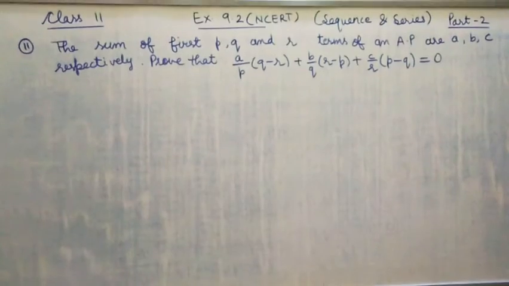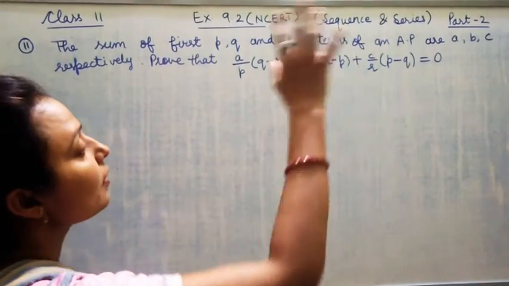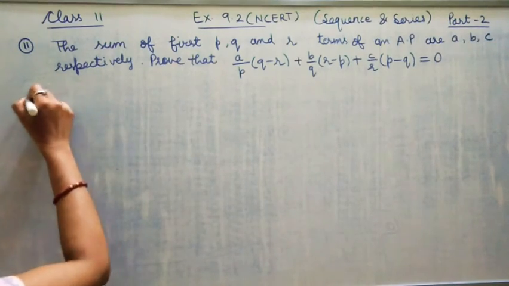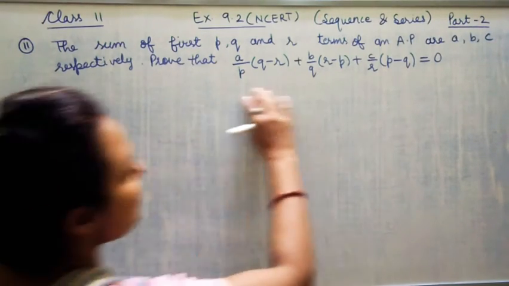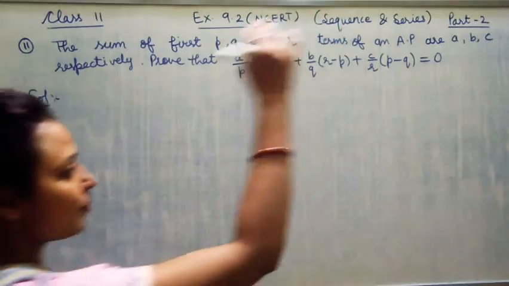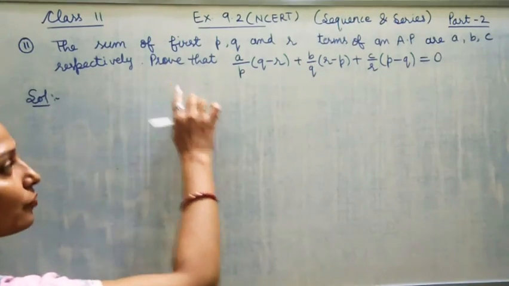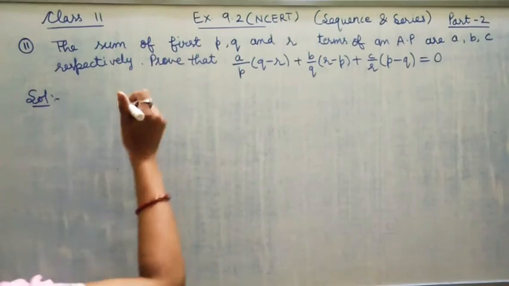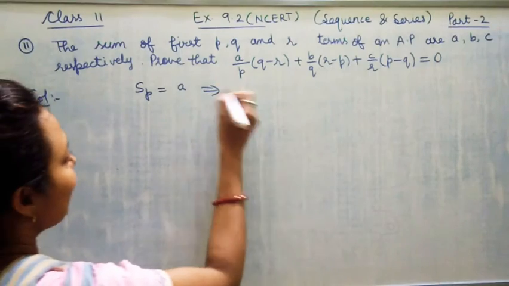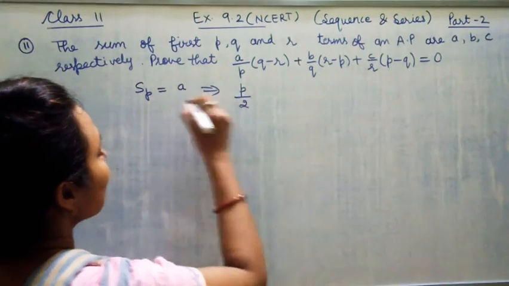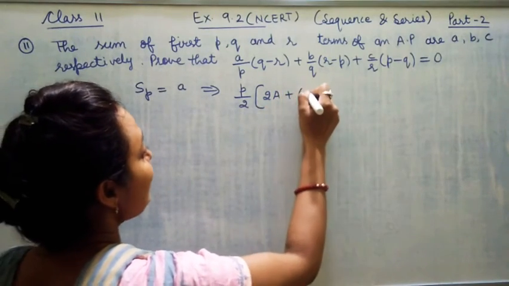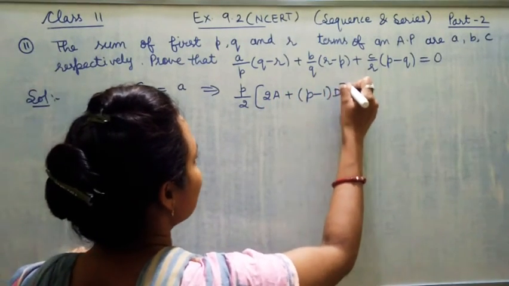Now my next question is: the sums of p, q and r terms of an AP are a, b and c, and you have to prove the given quantity. Left hand side should be equal to the right hand side. You have to prove this value. So I will start with the sum of first p terms, which is equal to a. I will write it as p by 2 times (2 times the first term capital A plus (p minus 1) capital D).